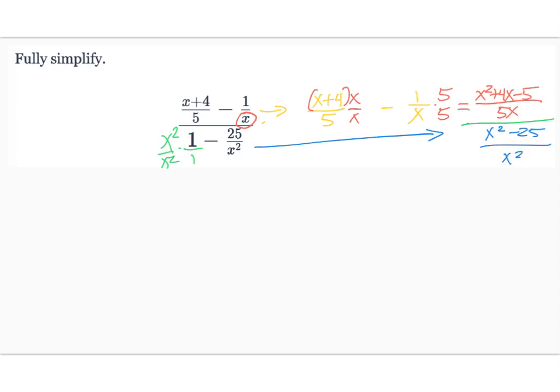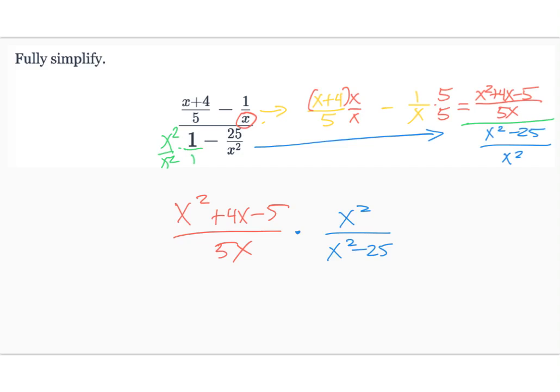Okay, we know that fraction bars are really just dividing, so I'm going to write the numerator, x squared plus 4x minus 5 over 5x. Dividing is the same thing as multiplying by the reciprocal. We've got x squared over x squared minus 25.